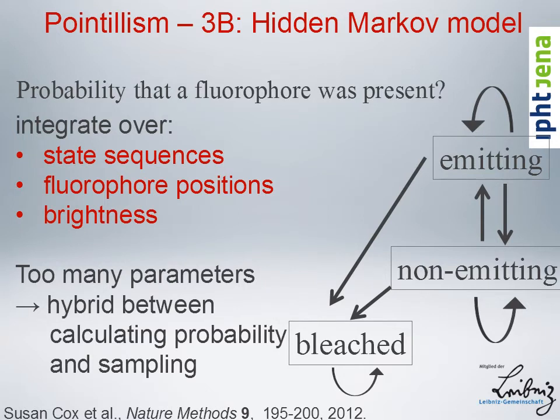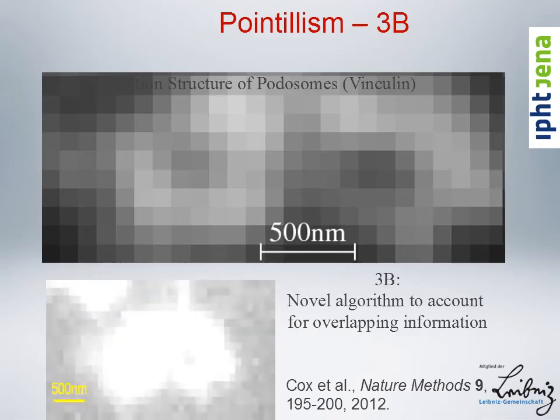So the model behind this is actually to make a hidden Markov model where the molecules can have several states, basically a non-emitting state, an emitting state, and a bleach state. And then even all these unknowns are sort of integrated out, and in the end you can reconstruct what you're interested in, which is this spatial probability map, so to say. So here you see such a result.